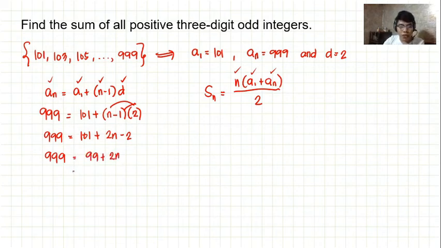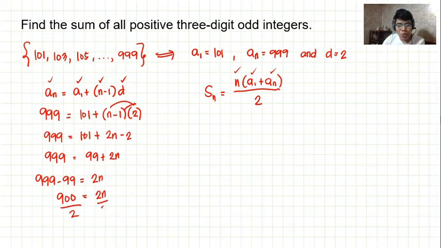Okay, let's solve now for n. We now have 999 minus 99 equal to 2n. So we have 900 equal to 2n, dividing both sides by 2. So 450 is equal to n. So our n is 450. And we can now solve for S sub n.